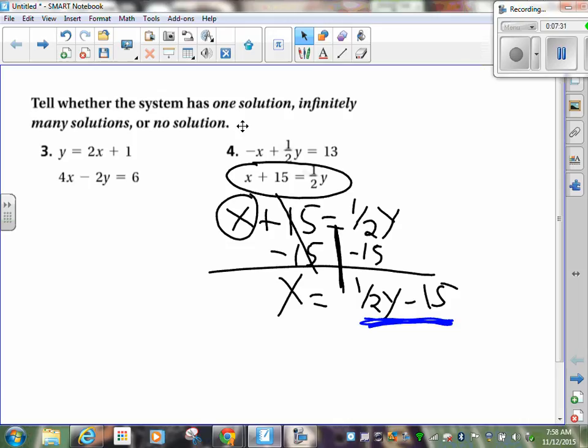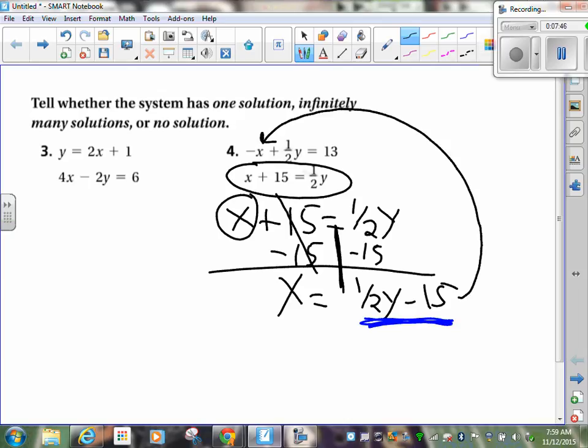Hold that thought. Let's see if you're right. I'm going to take this X and put it where? What's it telling me? Excellent. If you're thinking, put this into the other equation, that's what you've got to do. And then I'm going to rewrite it so I don't forget to do everything. Negative X plus 1/2 y equals 13.